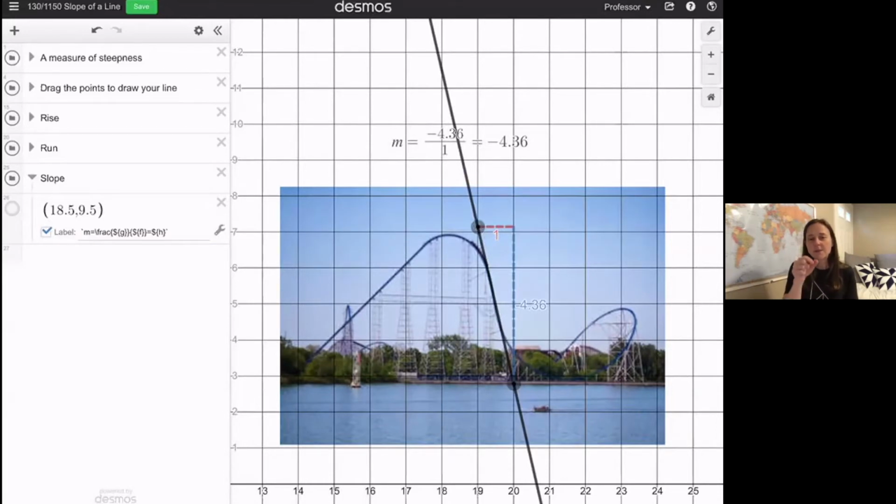Okay, so I kept my x tick mark at 1, so my run is 1, and you can see that the y drop for just one x tick mark is negative 4.36. And you can see that's a much bigger number, all right? So this calculation, rise over run for slope, is a numerical way of measuring the steepness of a line.